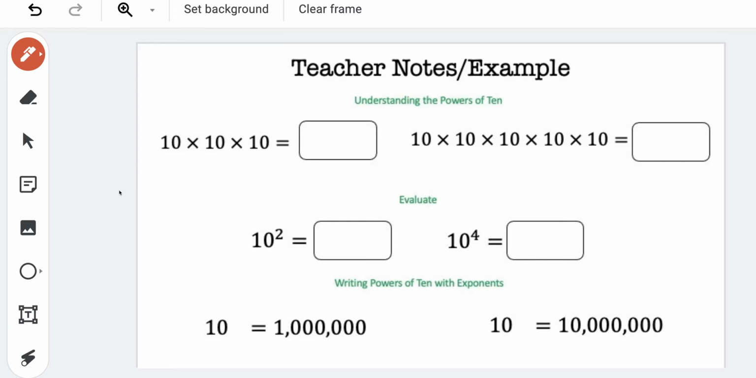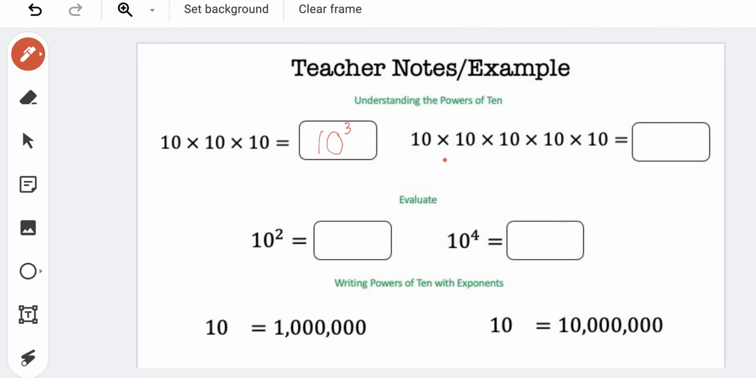If you notice on this page, we're multiplying 10 by itself quite a few times. For example, here we have 10 times 10 times 10. Another way to write that is 10 to the third power. Notice this 3 represents the number of 10s that we have. It does not mean 10 times 3. That'd be 30. But 10 times 10 times 10 can be written as 10 to the third power.